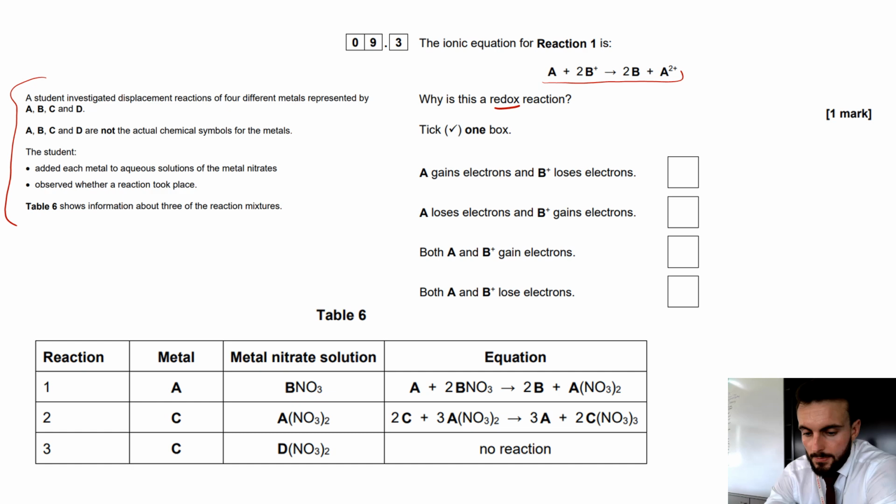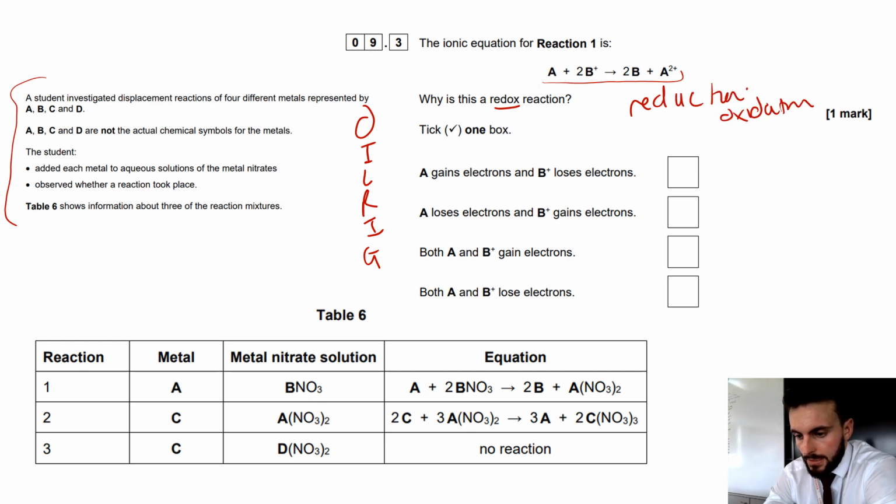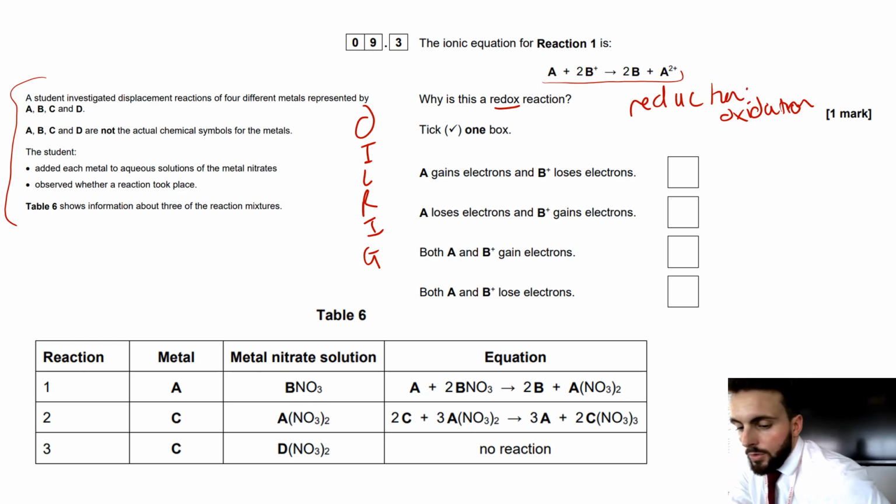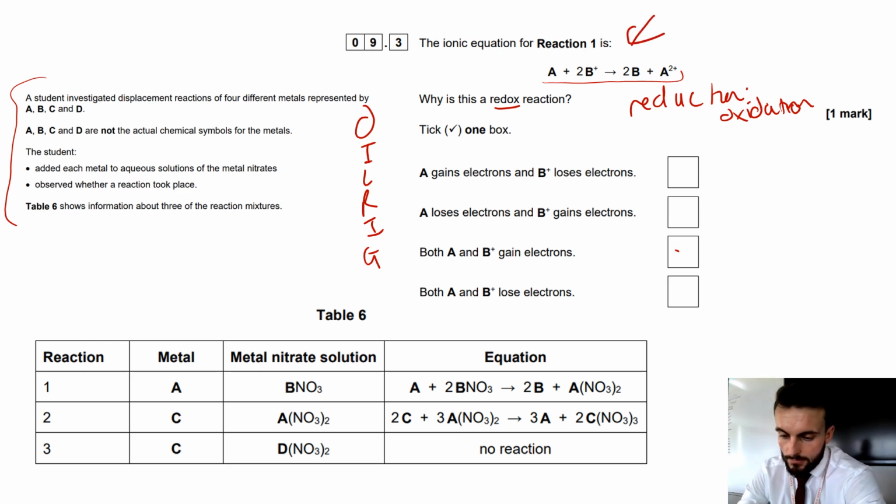So redox, remember you're thinking of OIL RIG again. A redox reaction means it's got both reduction and oxidation in it at the same time, which is pretty much every reaction ever. So we need to figure out which one represents what's happening in this. It's not going to be the bottom two because they're both gaining or losing. It's on about losing and gaining at the same time because we've got oxidation and reduction. Remember, oxidation is loss, reduction is gain.